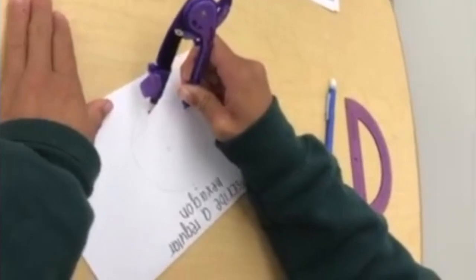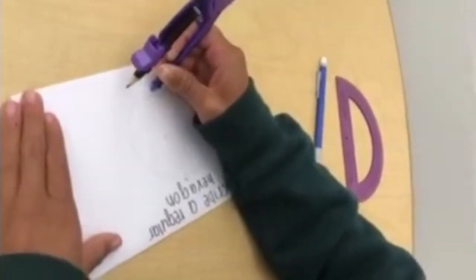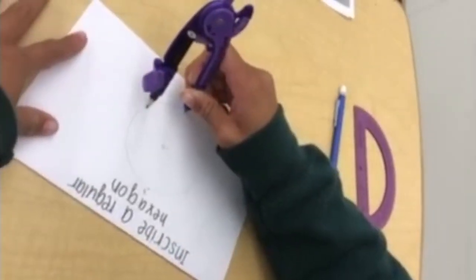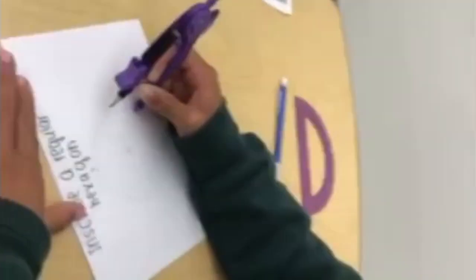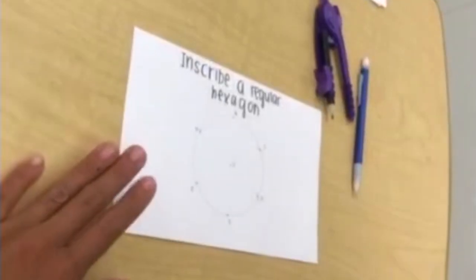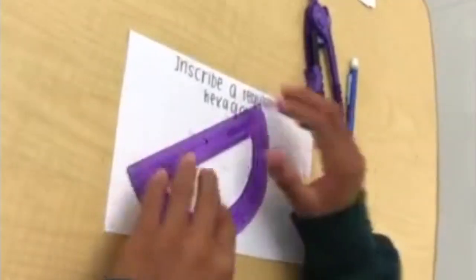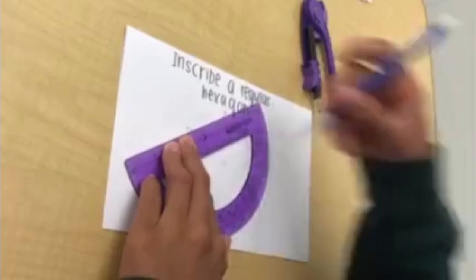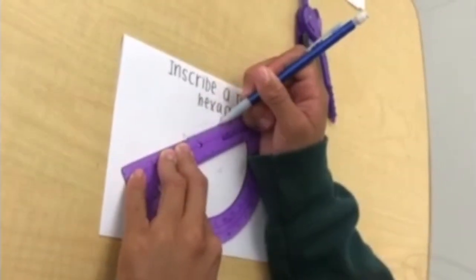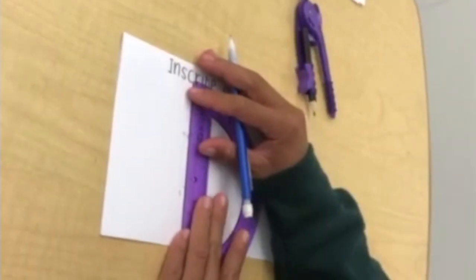Using the new point as the center and with the same radius, make another arc on the circle. Continue making arcs around the circle until you have 6 points. Then draw a line from point to point, and now those points are the vertices of the regular hexagon.